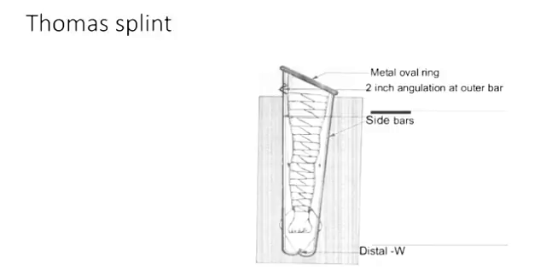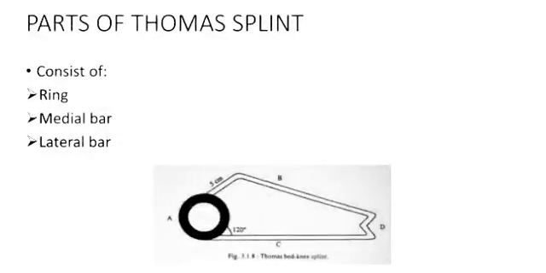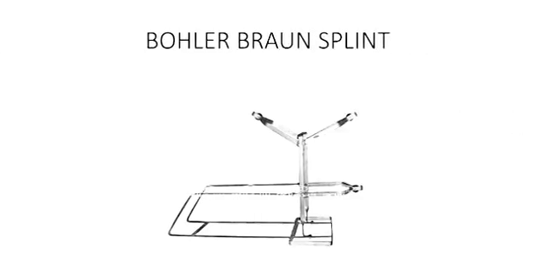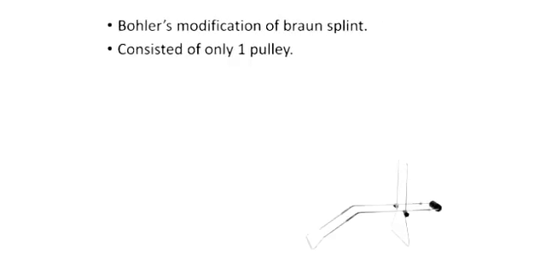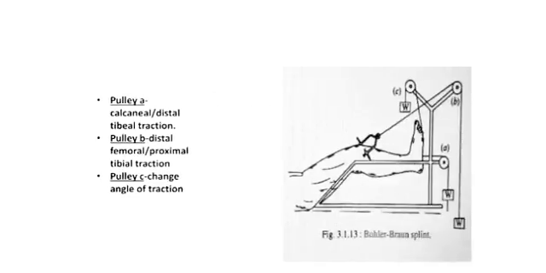This is Thomas splint, metal oval ring, 2-inch angulation at outer bar. Parts of the Thomas splint consist of rings, medial bar and lateral bar. This is Bohler-Braun splint. Bohler's modification of Braun splint consists of only one pulley. Pulley A, calcaneal or distal tibial traction. Pulley B is distal femoral or proximal tibial traction, and pulley C, change of angle of traction. These are the three functions of the three pulleys A, B and C. A is for calcaneal or distal tibial traction, B is for distal femoral or proximal tibial traction, and C is for change of angle of the traction.